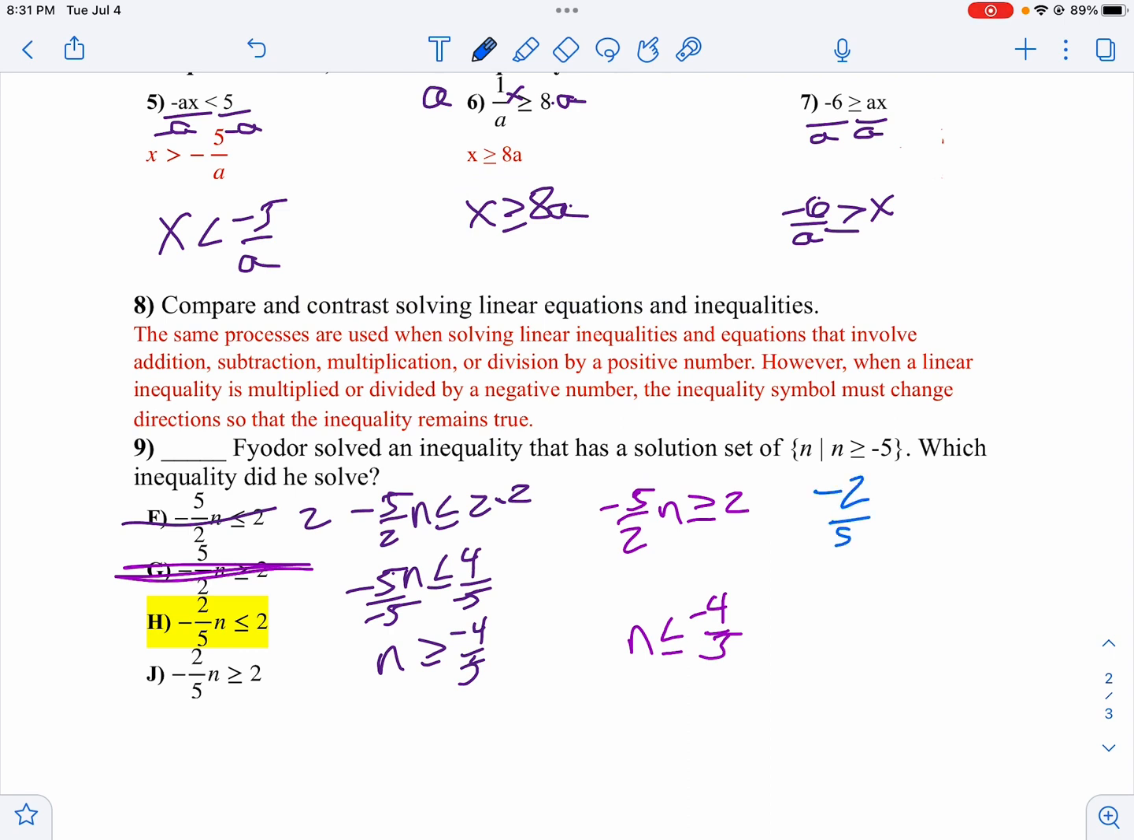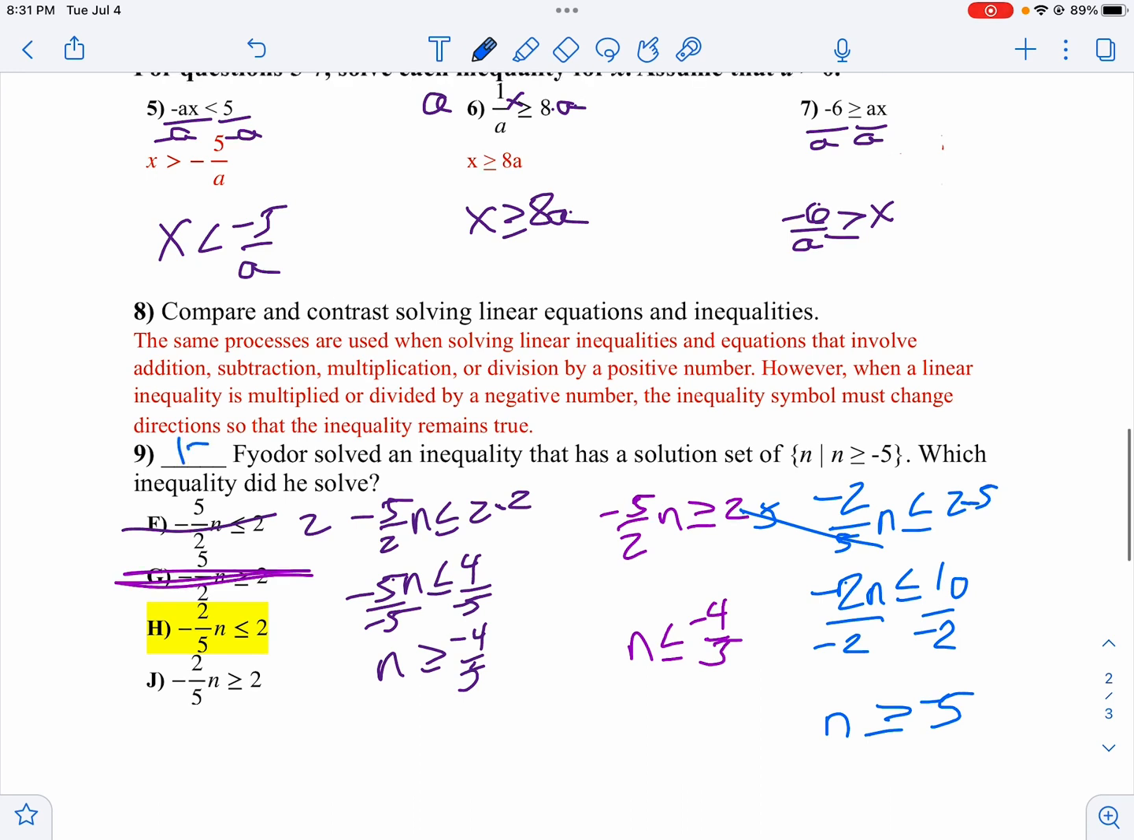Negative 2/5 n is less than or equal to 2. So I multiply both sides by 5. So we get negative 2n is less than or equal to 10. So then we divide both sides by negative 2 and flip the inequality. So n is greater than or equal to negative 5, which is what I was searching for. So it is choice H on question number 9.